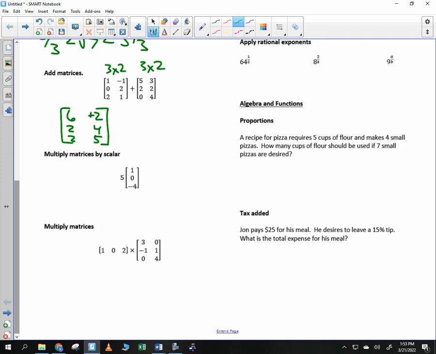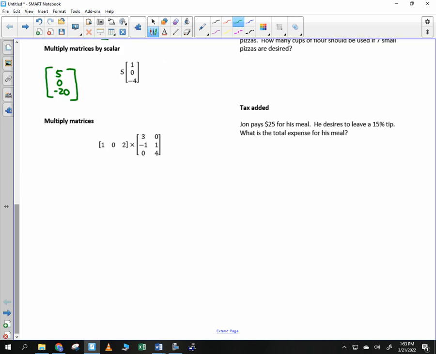You should be able to multiply a matrix by a scalar. You have a 3 by 1 matrix right here, and you simply multiply each number by 5. You get 5, 0, and negative 20. But here's the more challenging part.